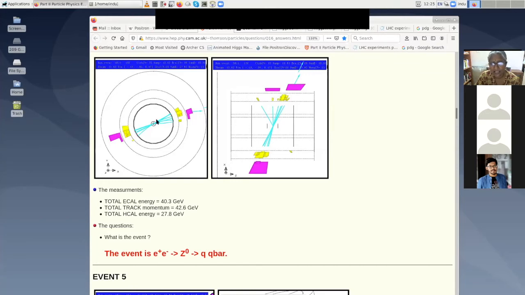We can see that. And these jets, because they are charged particles, leave energy in the electromagnetic calorimeter, and they leave energy in the hadronic calorimeter as well. Okay. And therefore, this is the process Z naught going to q q bar. And from one quark, how are we getting so many hadrons? Because of the process of hadronization.